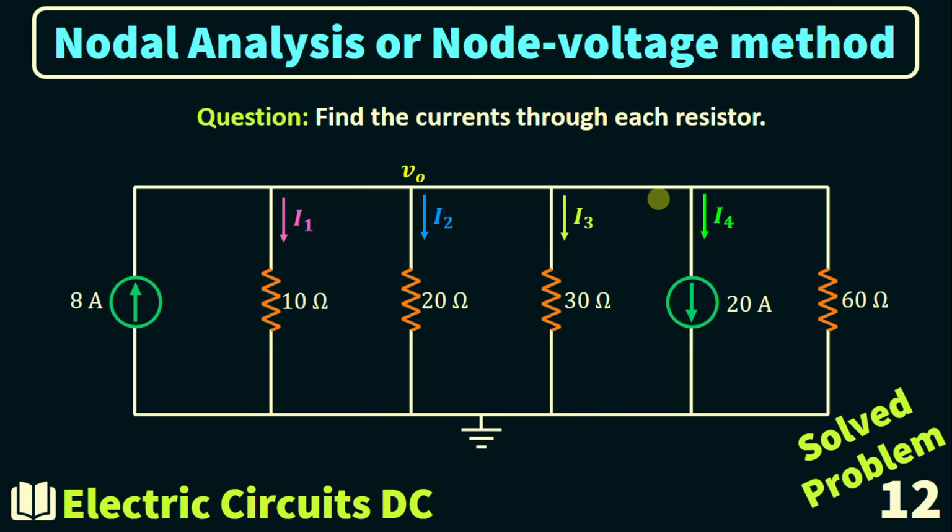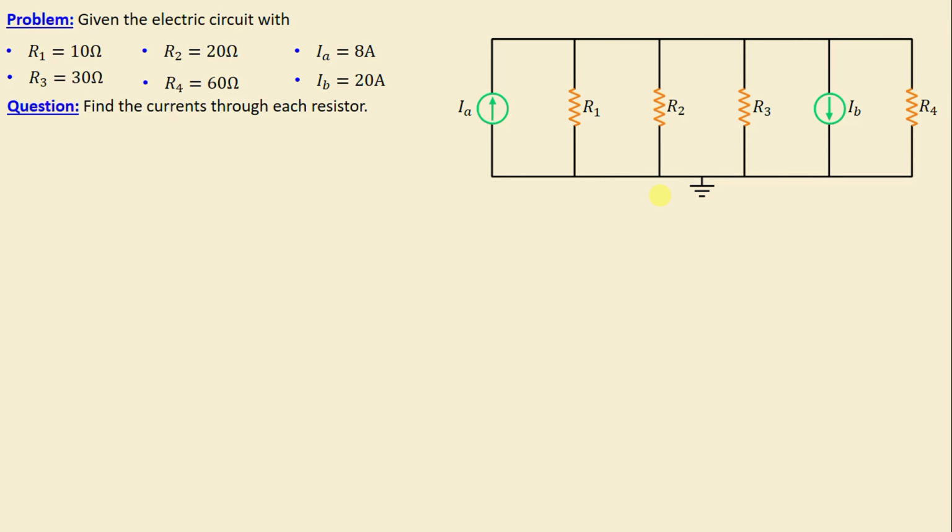Solve the problem number 12. Let's consider this network consisting of 4 resistors labeled R1 through R4, as well as 2 independent current sources IA and IB. The question now is to find the currents through each resistor. Let's move on to the solution.